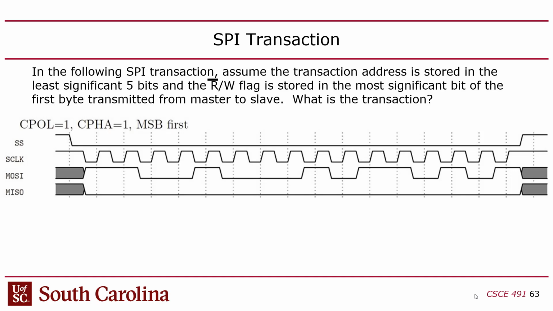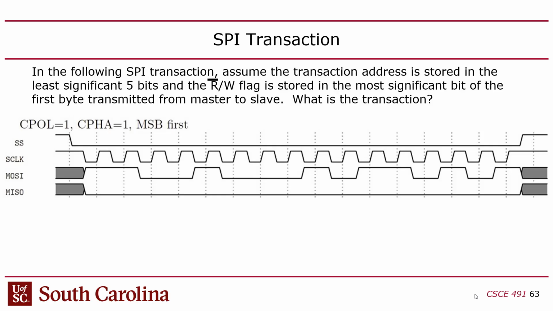In the following SPI transaction, assume the transaction address is stored in the least significant 5 bits, and the read-write flag is stored in the most significant bit. Notice that there's a bar over read, which means that read is active low, write is active high. So if that bit is a 0, it's a read. If it's a 1, it's a write. But again, that's arbitrary. It could be anything you want.